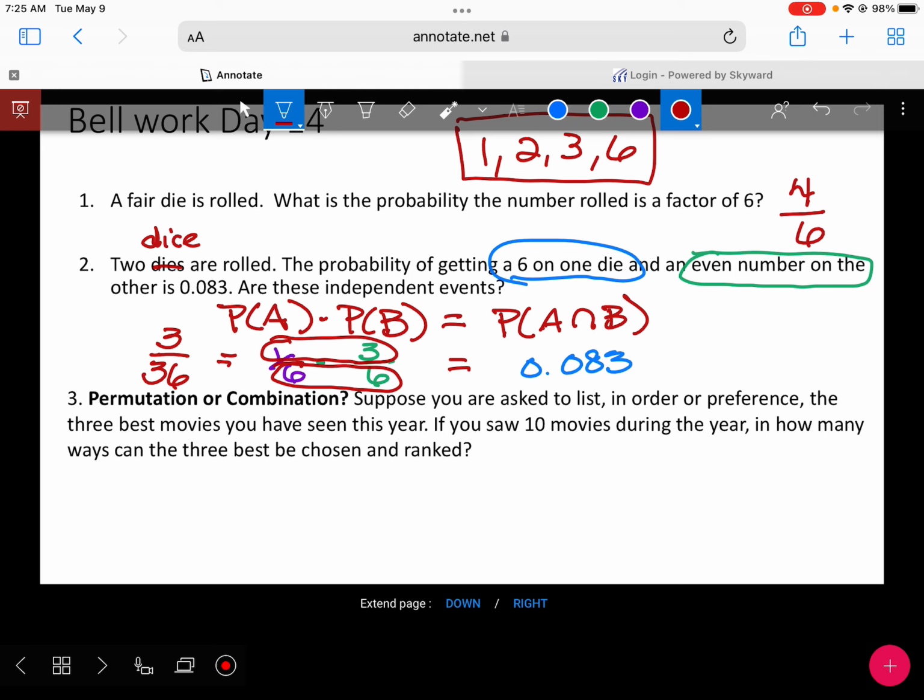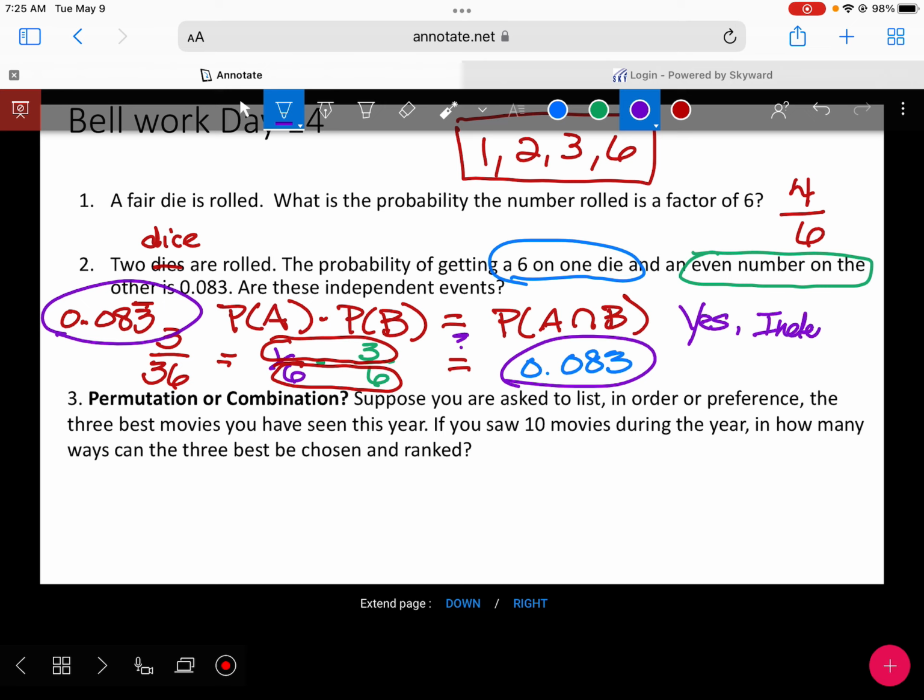I need somebody to take 3 divided by 36. Tell me what that is. 3 divided by 36. 0.083 repeating. So because these are equal, now this one doesn't have repeating, but I think it'll work. Because these are equal, we are saying yes, they are independent events.